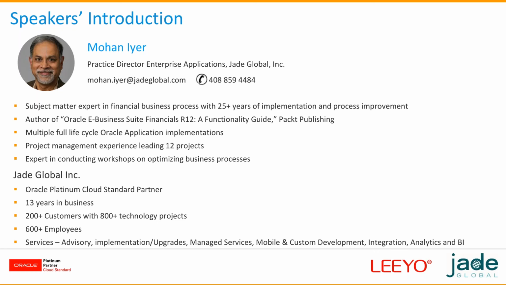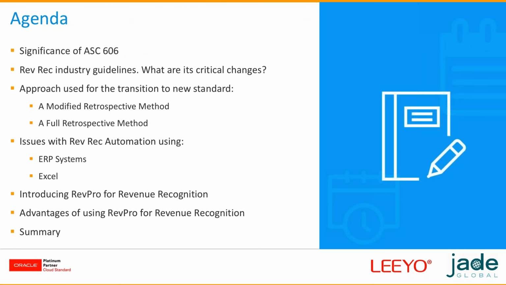We're going to talk about revenue recognition in general. We're going to start with some of the significance of the ASC 606 compliance initiatives, some of the guidelines that are there and what the critical changes are. We also will talk about a couple of approaches you have to move into the new guidance beginning 2018. And then we're going to step back and look at the current issues with most of the ERP systems and other manual workarounds that a lot of people do.